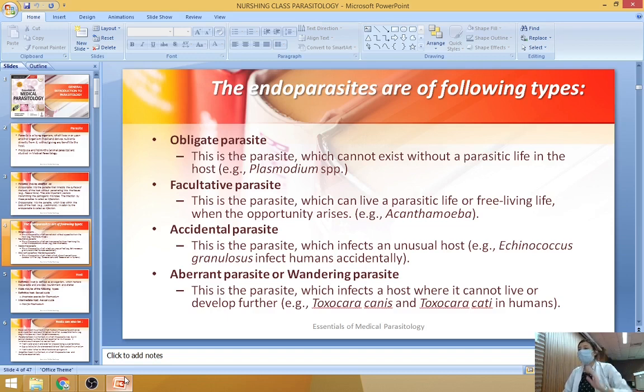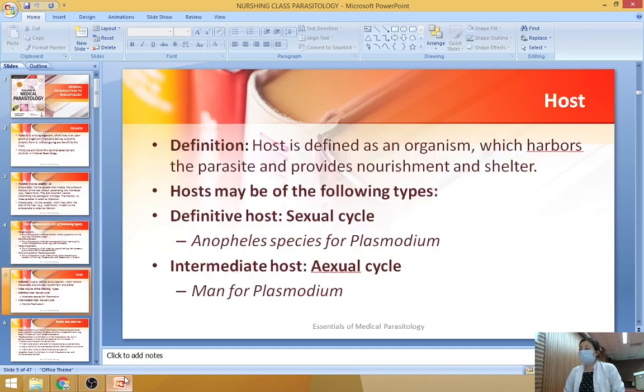A facultative parasite can live a parasitic life or a free-living life when the opportunity arises, meaning it can live either with the host or without the host, like amoeba. Then the accidental parasite is a parasite which infects an unusual host. For example, Echinococcus granulosus accidentally infects humans. Then the aberrant or wandering parasite is a parasite which infects a host where it cannot live or develop further, like Toxocara canis and Toxocara cati in humans.